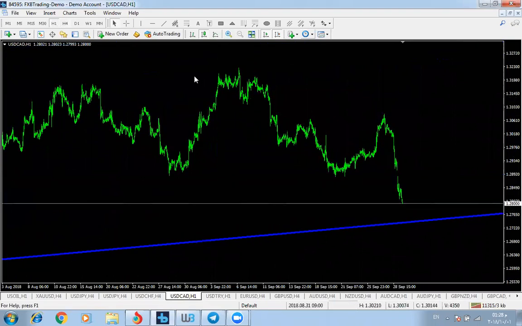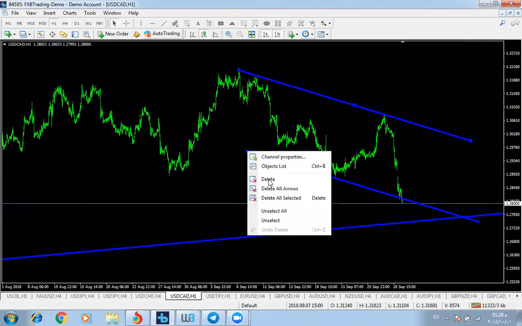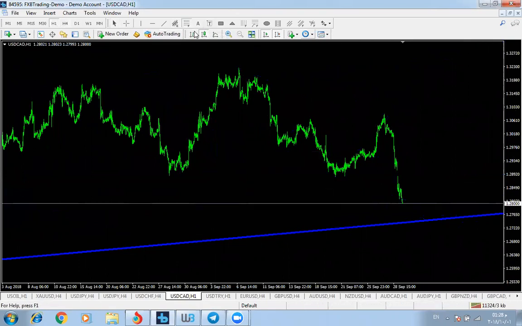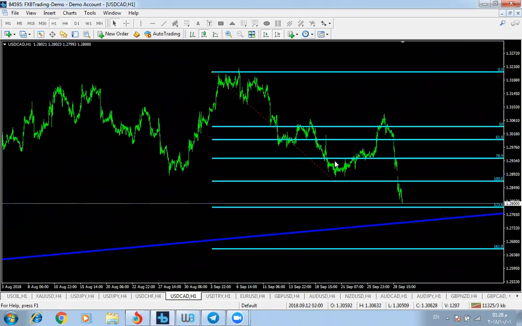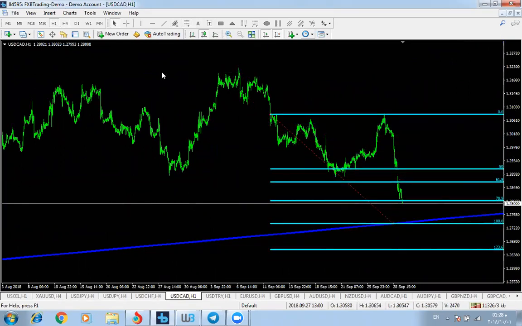roughly the downward target for the bound. Okay, remove the channel. We might see a bounce to the upside from this area.